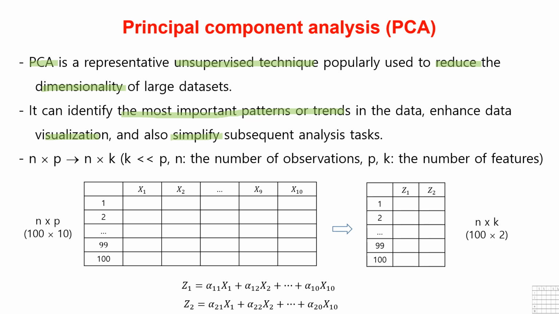process by reducing dimensions. As shown in this slide, when we have a dataset with n observations and p features, n×p, PCA can reduce the number of features to a smaller value, k, where k is less than p. For example, if we have data with 10 features, we can reduce it to 2 features using PCA. It's important to note that PCA doesn't simply select existing features as they are, but rather performs a linear transformation to reduce the dimensionality to new features called Z1 and Z2. This makes PCA fall under the category of feature extraction.